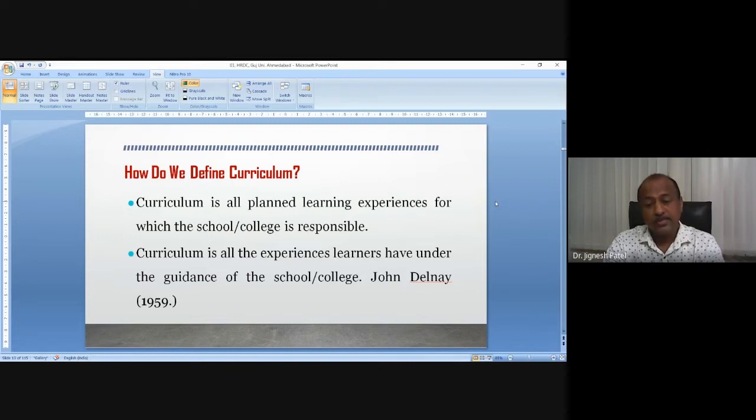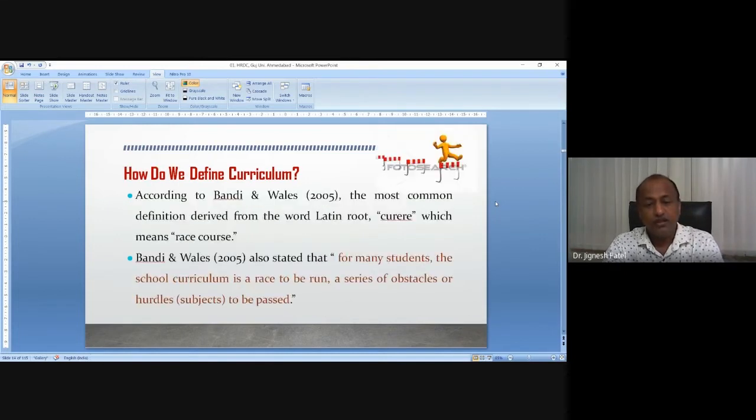Curriculum is all the experiences learners have under the guidance of school or college. That is what John Dewey says in 1959. According to Bundy and Wells, the most common definition is derived from the Latin root currere, which means race course, where the horse is running. So it is also symbolically said that we have to run behind to complete the course or complete the content described in a syllabus or in a curriculum.